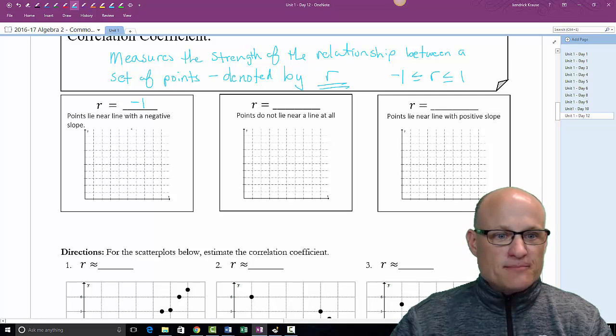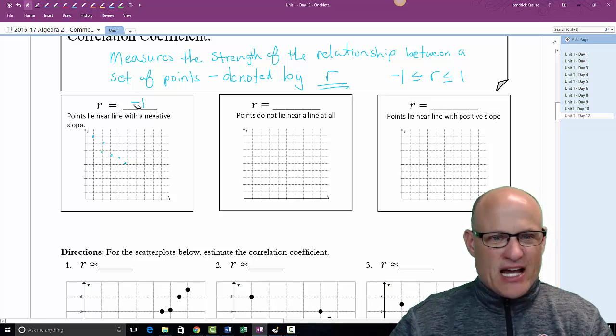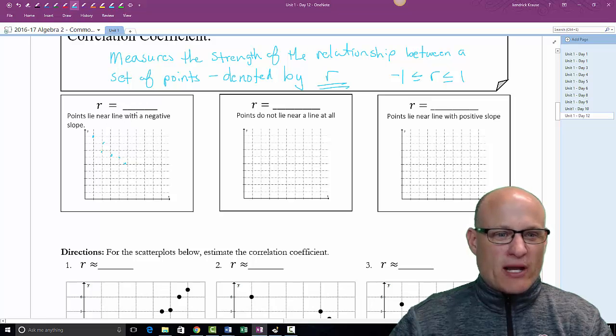So the points lie near the line with a negative slope. So that would make R equal to -1. So I would have a model that looked very close to this. In fact, if it was -1, this says they lie near the line. So if it says near the line, maybe we're looking at -0.95. Near the line doesn't mean perfect, but -0.95 would say, hey, you've got a pretty strong linear correlation.